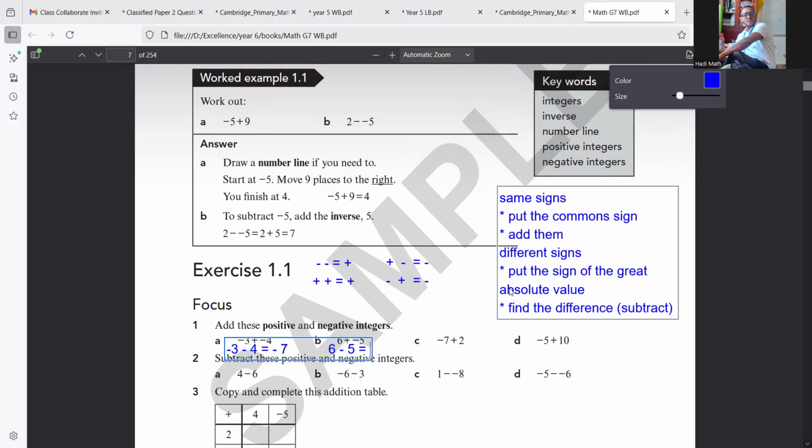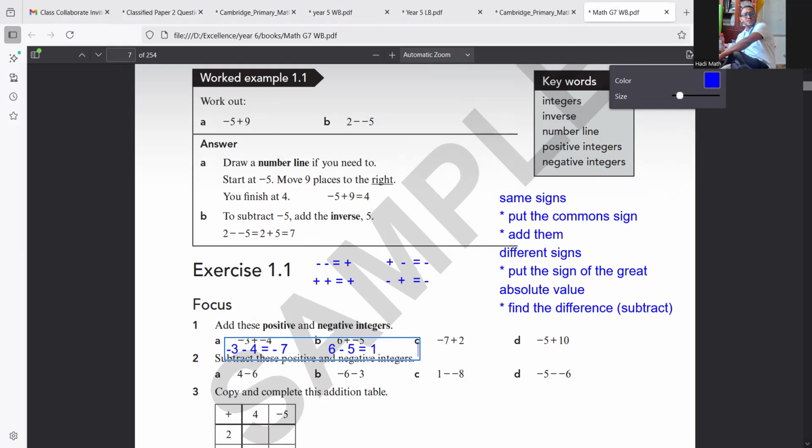Step number 1, put the sign of the greatest absolute value. Which one is far from the 0? For sure 6 is farther from the 0. So you put the sign of the 6, which is positive, and we don't write the positive sign. And then we subtract, and the answer is going to be 1, positive 1, or we could say just 1.